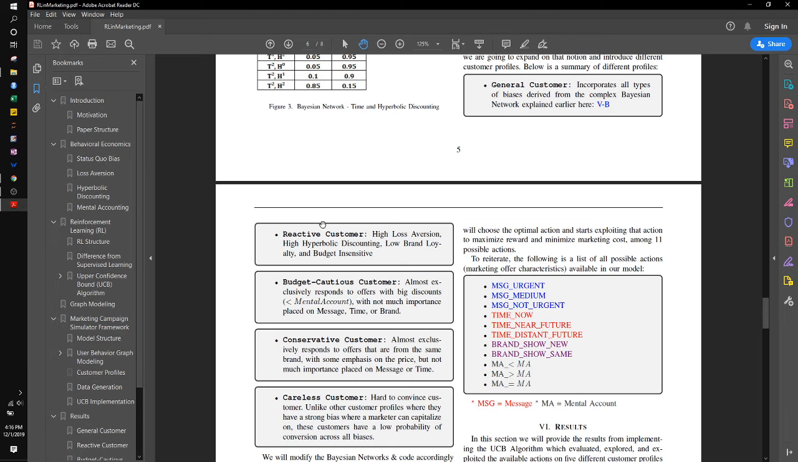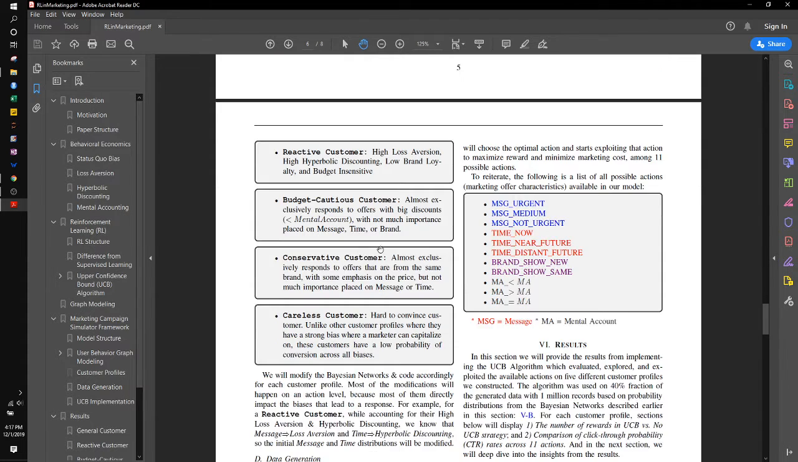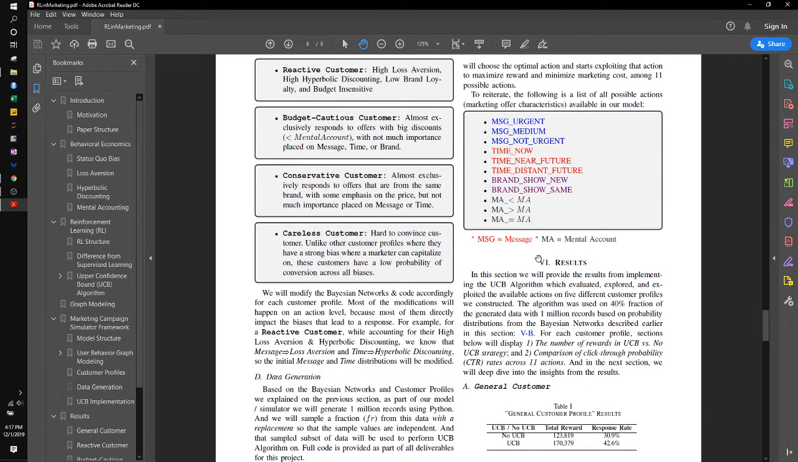So I'm not going to give a description for each customer profile, but in short, we have 5, and they all have certain characteristics or tendencies that make them more inclined to be biased towards one or the other. And what we wanted to do through this is actually see how the algorithm or the simulator will change its course of action for each customer profile.